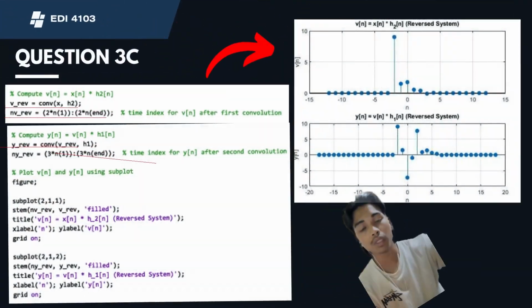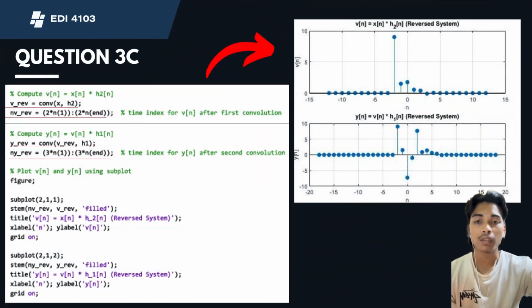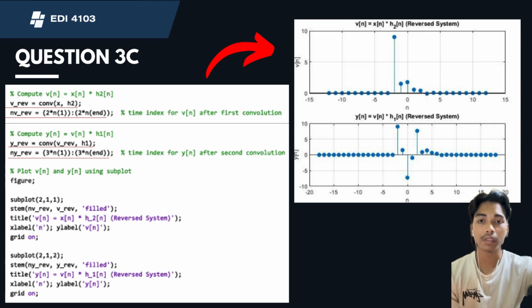Question 3c, which is we need to reverse the order of the system. Then the new Vn and Yn generated using subplot, as you can see at the right side figure.